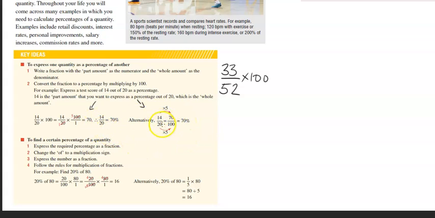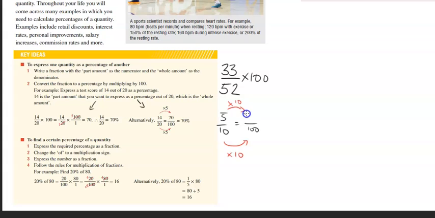Alternatively, if you know 14 out of 20 should be some number out of 100, how to get that number is to get 20 and multiply it by 5. And whatever you do to this bottom, you also apply it to the top. So 14 times 5 is 70. So 70 out of 100 is also the same as 70%. If this was 10, and maybe it was 5 out of 10, as an example, to get it to equal something out of 100, you would just have to multiply this by 10. Again, whatever you do to the bottom, you do to the top.